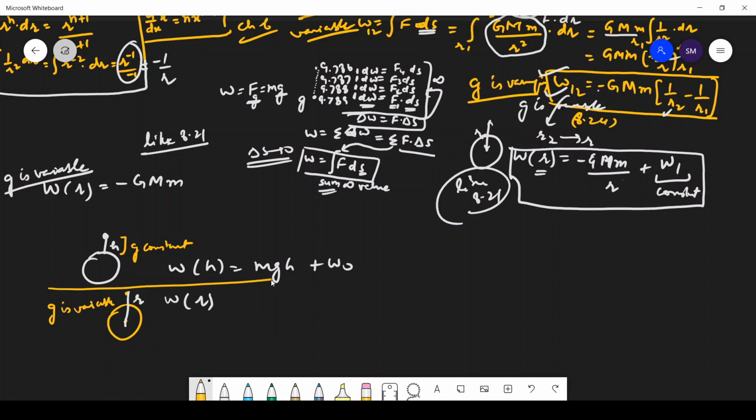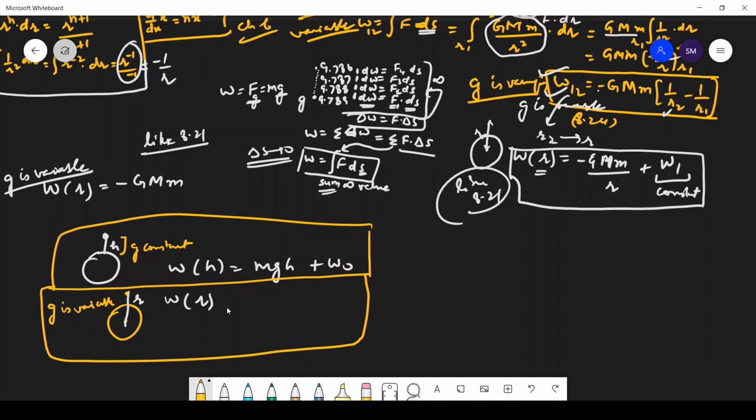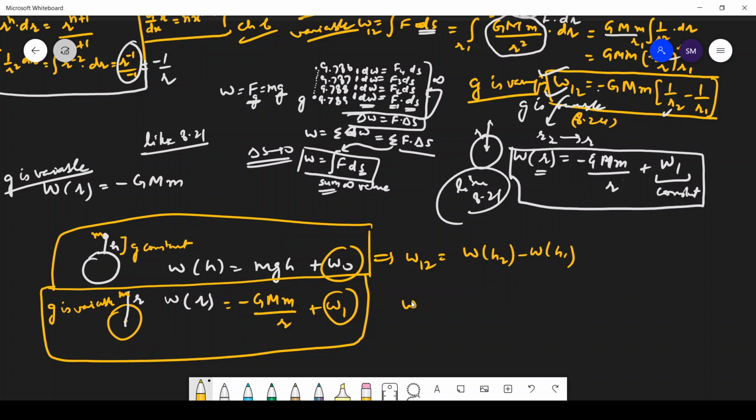So I'm writing these two things in the same way. That equals, from here, minus G M m upon r, with this mass M over here and this mass m over here, plus W1. This is at the surface of the earth, and both these values are constant. Now I am writing it for W12, like I have written here, that was equal to W(h2) minus W(h1). So for this situation, W12 is equal to, of course, W(r2) minus W(r1).